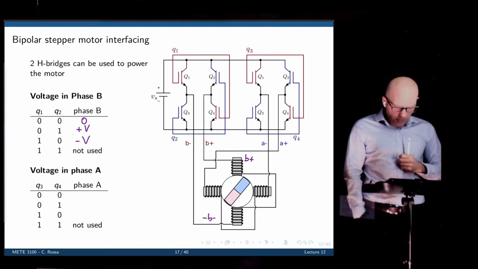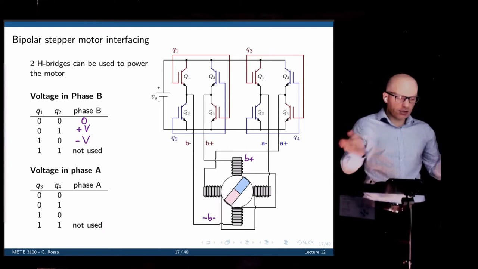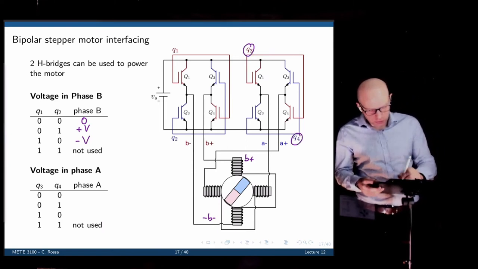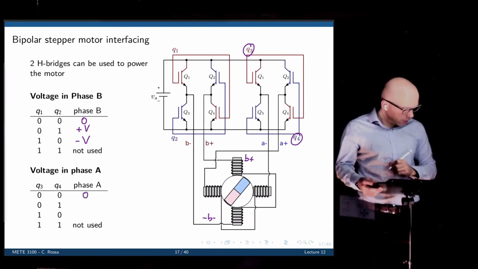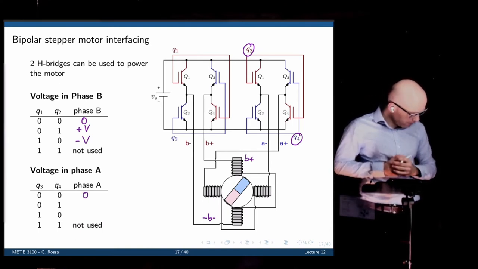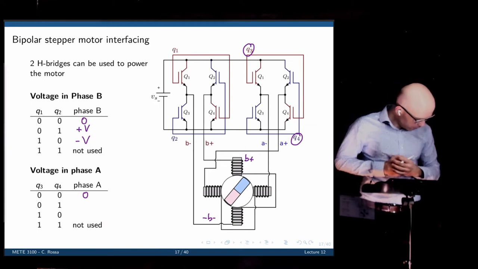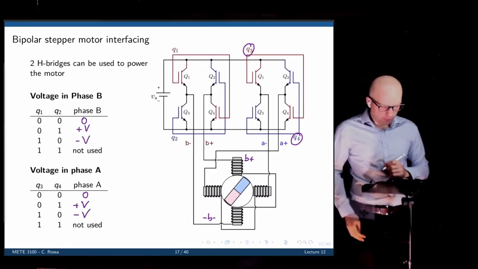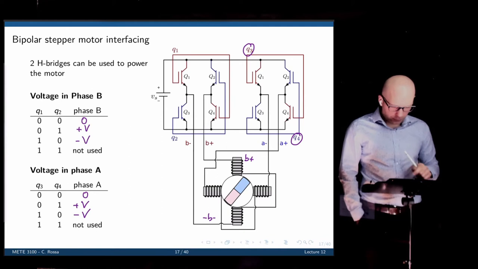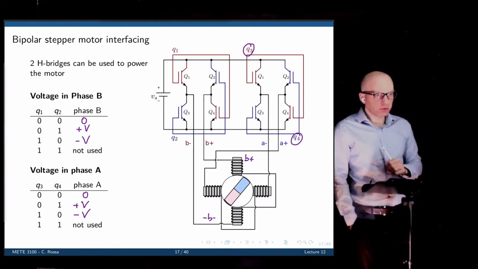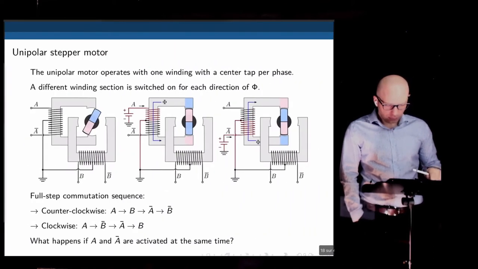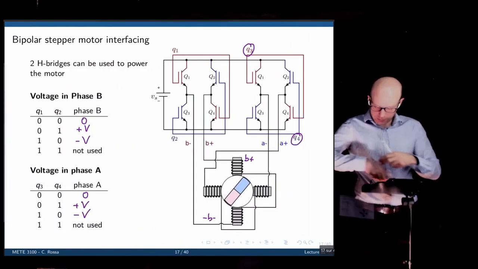Let's look, the same applies to phase A. Phase A has its own bridge, but now we're dealing with Q3 and Q4. So 0-0 is 0 volts. 0-1, according to this arrangement here, would be plus V again, and 1-0 would be negative V. All right, same as we used in lecture 6, but now we have 2 H-bridges, 1 per coil. Any questions here?